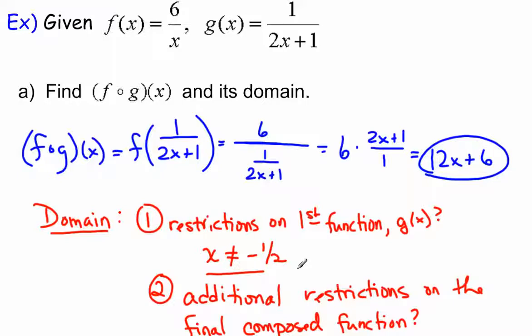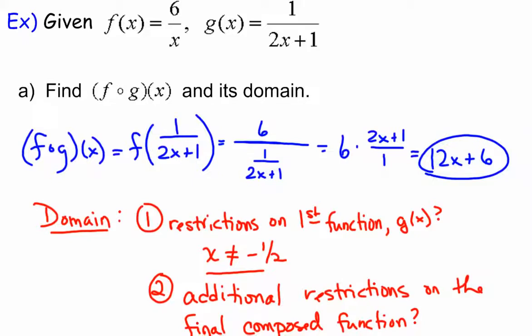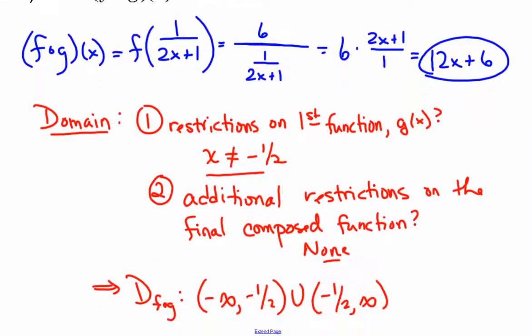Now here's the second step, and this is a little bit easier way of doing it. If we've already gotten the composite function, let's just look at that end result and ask, when I put this together, are there any other restrictions? No, it's 12x plus 6. There are no fractions, no square roots, so there are no additional restrictions. Therefore, the only thing we have to worry about is negative 1/2. So we go from negative infinity to negative a half, not included, so use a parenthesis, union from negative 1/2 to positive infinity. We just punched a hole there.